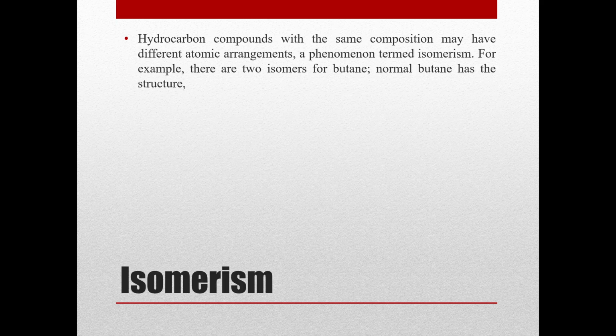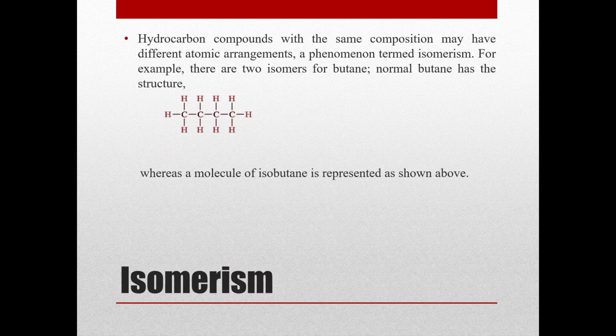For example, there are 2 isomers for butane. Normal butane has a structure which is a linear kind, where all the carbon atoms are on a single backbone connected to each other, whereas the molecule of isobutane is represented as shown here. There are 4 carbon atoms in both these structures, but one is arranged in a linear fashion, whereas the other one, one can see the way it is arranged.